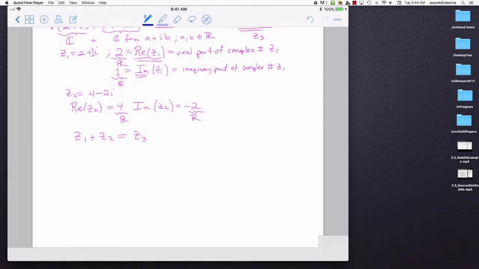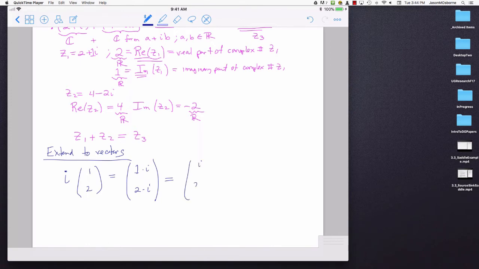There's going to be a key formula. Okay, so let's extend this idea to vectors. What about this, if I take the complex number i times the vector 1, 2? Okay. It would stand to reason that this would be 1 times i, 2 times i, right? Otherwise known as i, 2i. So you can treat the complex numbers as just complex constants k1. So this would be constant k1 times v.